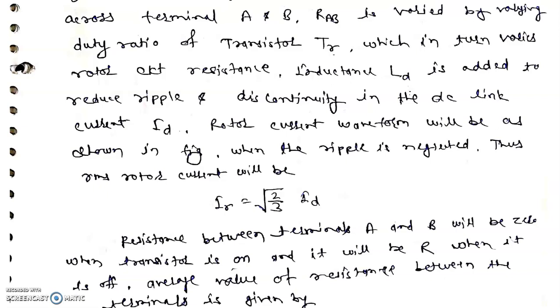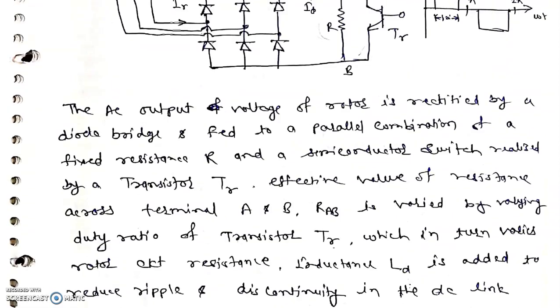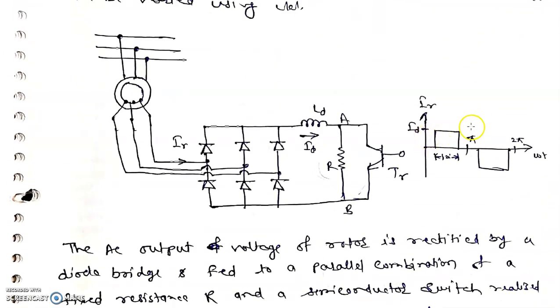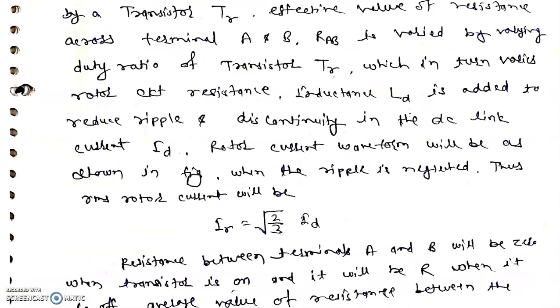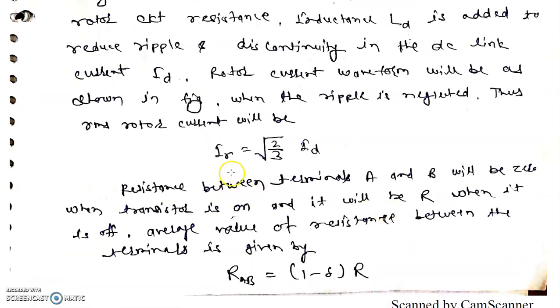Thus the RMS rotor current will be IR, if this is the current ID and this is the value of rotor current. If we see the waveform, this is the rotor current waveform where the maximum value is ID. If we take the RMS value of this waveform, the rotor current IR equals root 2 upon 3 into ID.